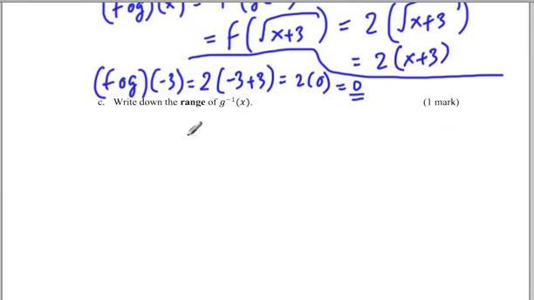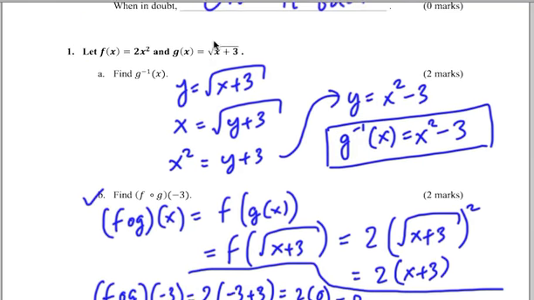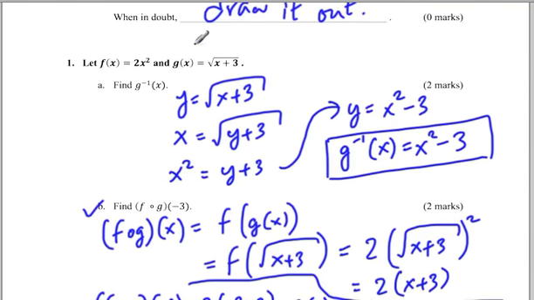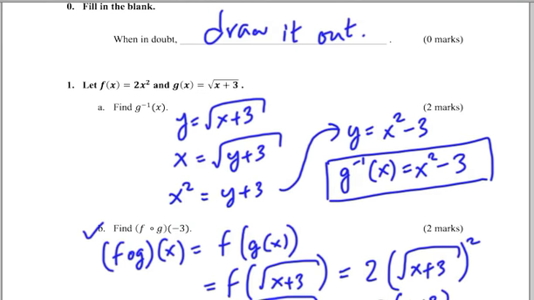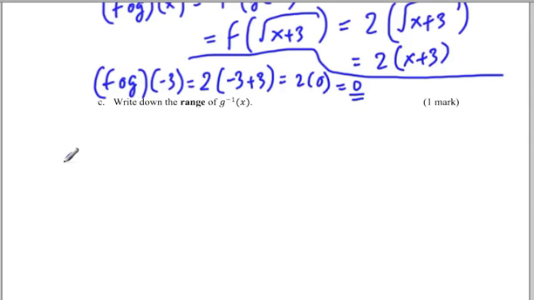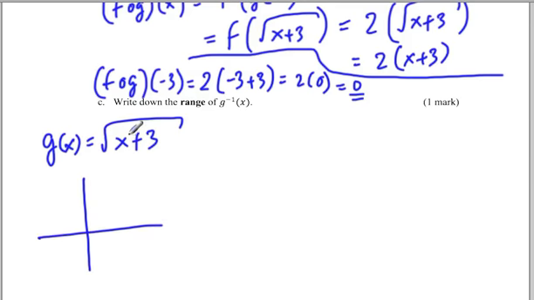Let's do part C. Write down the range of g inverse. Remember that the range of the inverse is the same as the domain of the original function. So remember, when in doubt, draw it out. Let's draw out what g of x would look like. g of x is the square root of x plus 3. We know this is a square root function, and it's a shift to the left by 3. So it starts at negative 3, and it'll go like that.